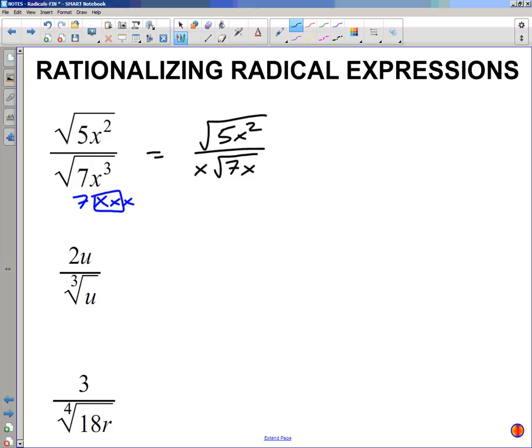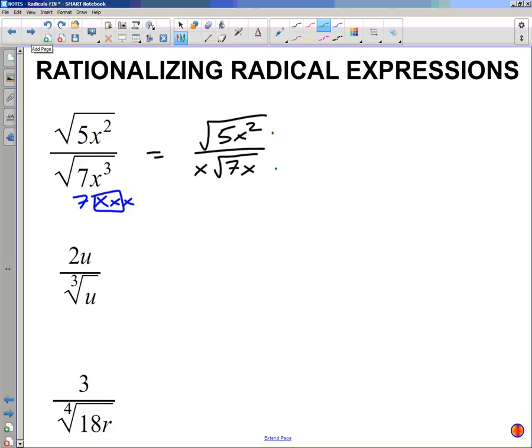One of the ways that I could do it is I could look at this and say, if I had one more 7 and one more x in here, then I could group up those 7s, I could group up those x's, I could bring them both outside, and there would be nothing left inside of that radical. So what I need to bring in to make that happen is another 7 and another x. So I'm going to go ahead and do that.